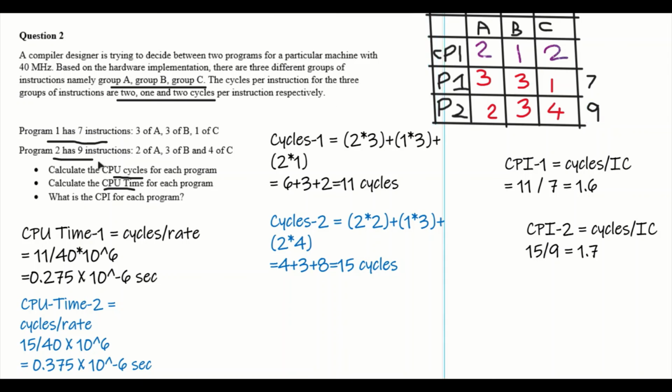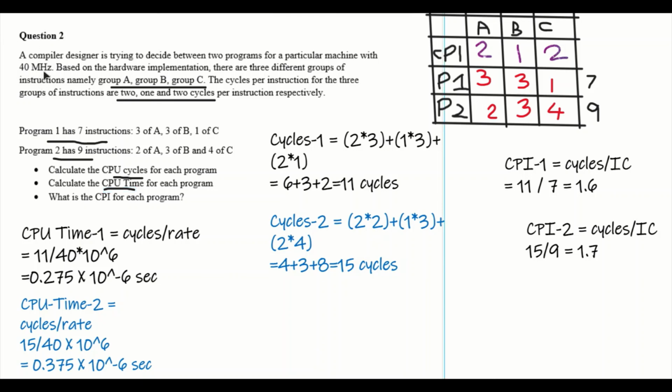Now the question asks, calculate the CPU cycles. There is a formula for calculating the CPU cycles: CPI into count plus CPI into count plus CPI into count, something like that. When I calculate, I get 11 cycles for program 1 and 15 cycles for program 2. Then the question asked me to calculate CPU time. Very simple: cycles divided by the rate, or if you are given the period, cycles multiplied by the period. Here the question gave me the rate.